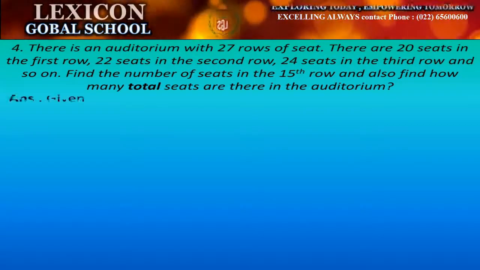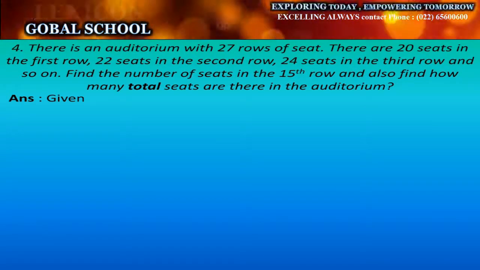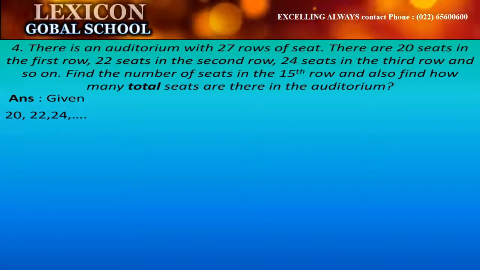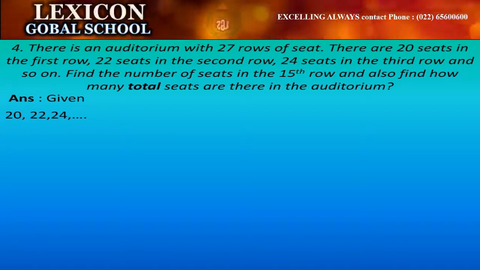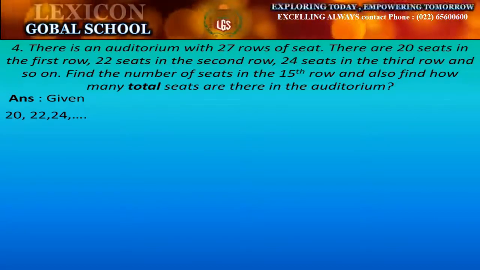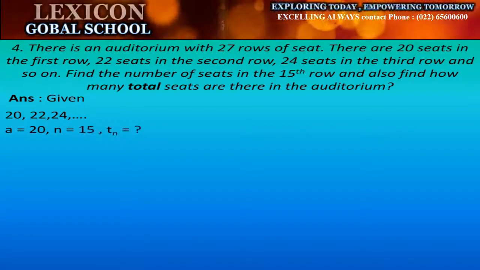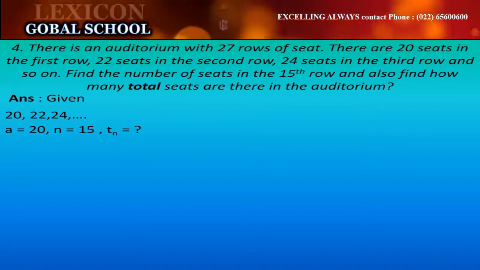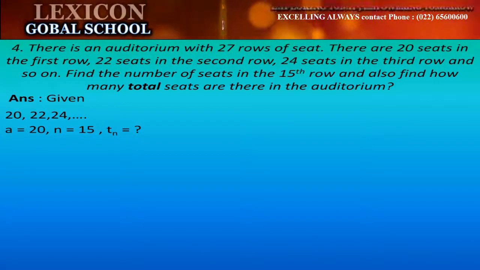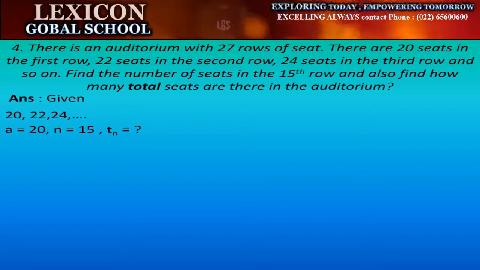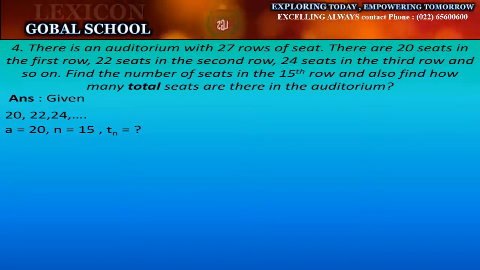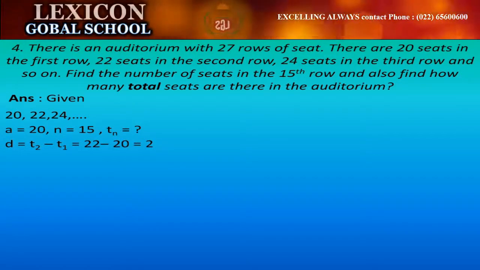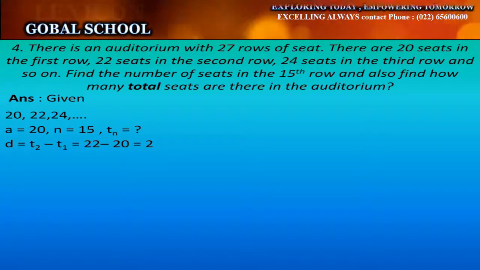Therefore, first we'll write what is given to us. There are 20 seats in the first row, 22 in the second row, 24 in the third row. So a sequence is given to us. That means 20, 22, 24. From that, what is your A? 20. You have to find out the 15th row. How many seats are there in the 15th row? Therefore, N is equal to 15 and you have to find out Tn, that means T15. What is your D? D is T2 minus T1, that means 22 minus 20 equals 2.